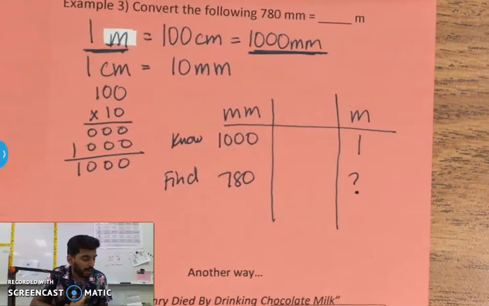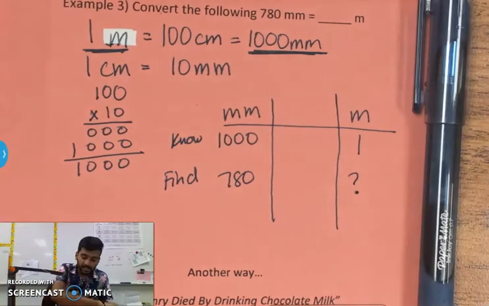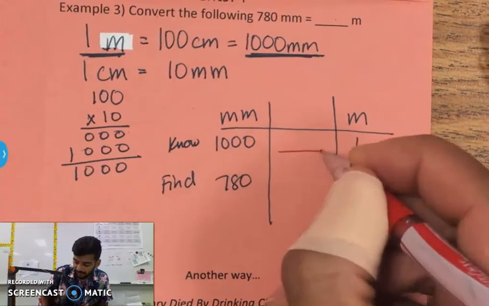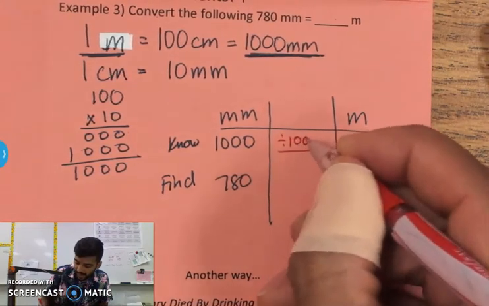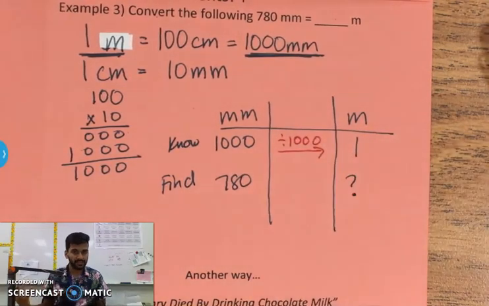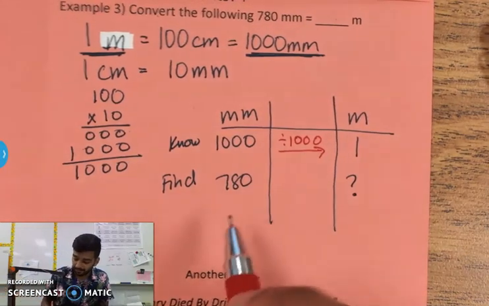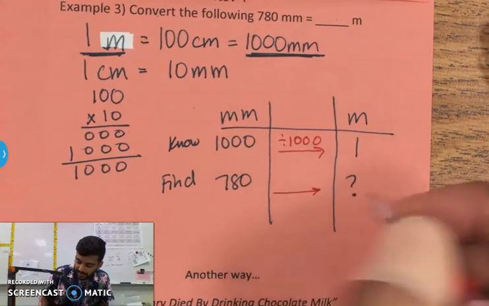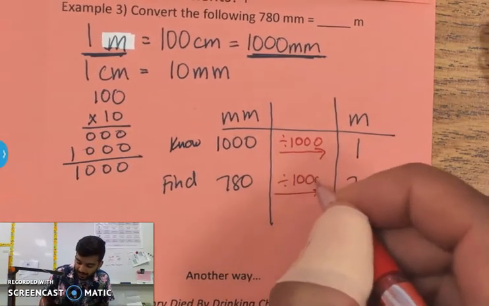So we have to do a little problem solving with that. It's the same process just like we did with the last ones. How am I going from 1,000 to 1? We're dividing by 1,000 because any number divided by itself gets you just that number. So look at 780. How am I going from 780 to my mystery number? I have to divide it by 1,000.